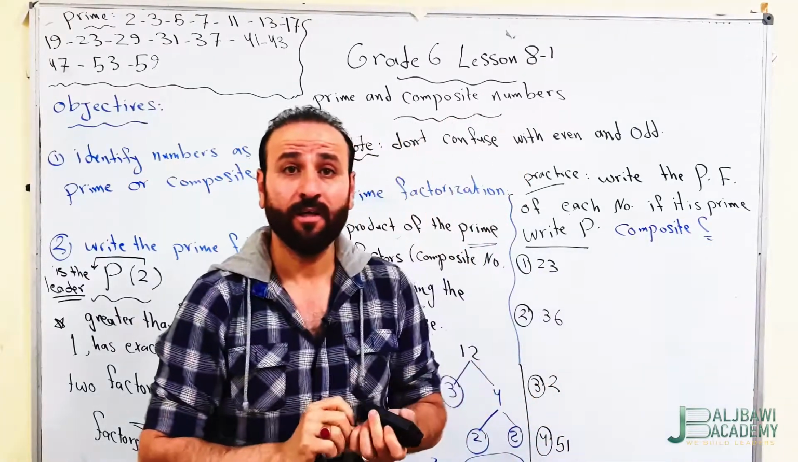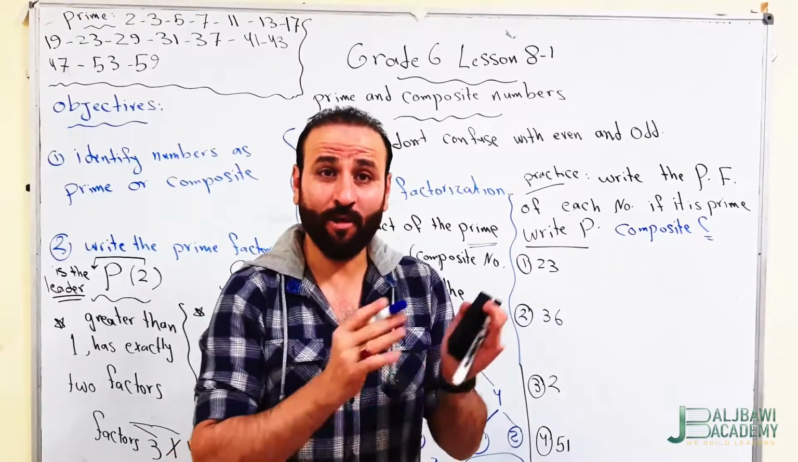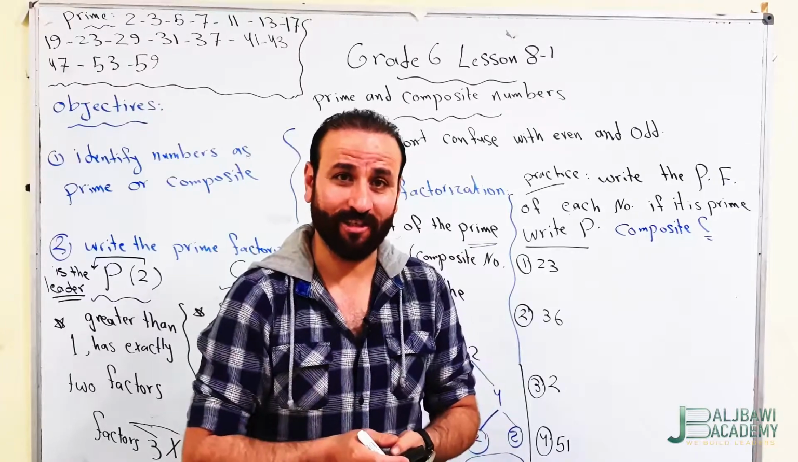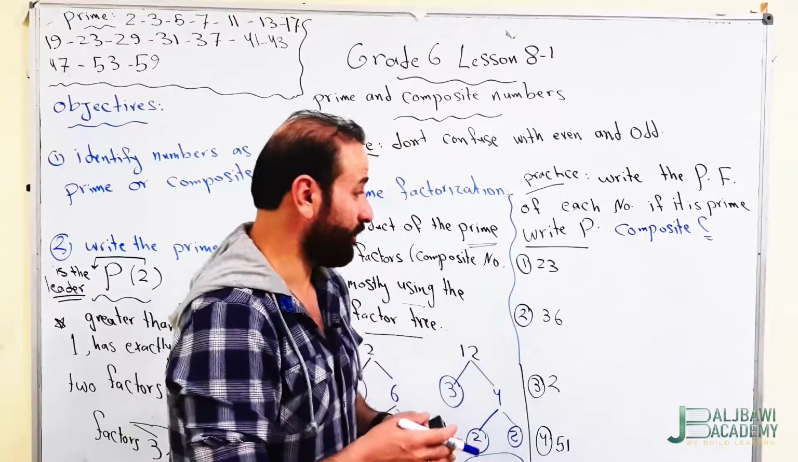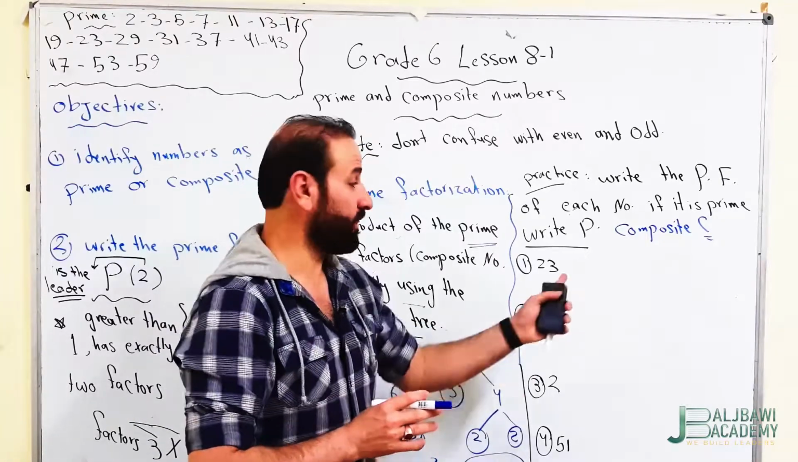By the way, we can't find the prime factorization of a prime number. So if it's prime, we can't find the prime factorization. We should note this important issue. Now I start with this number, 23.